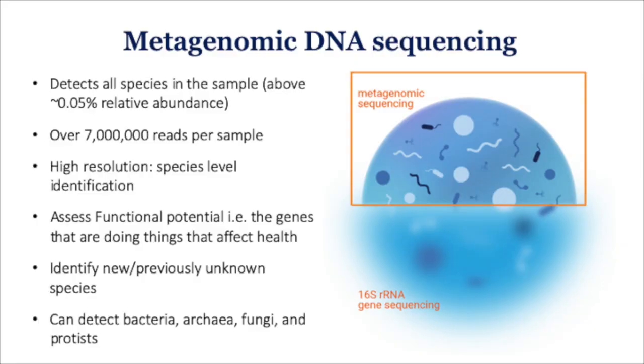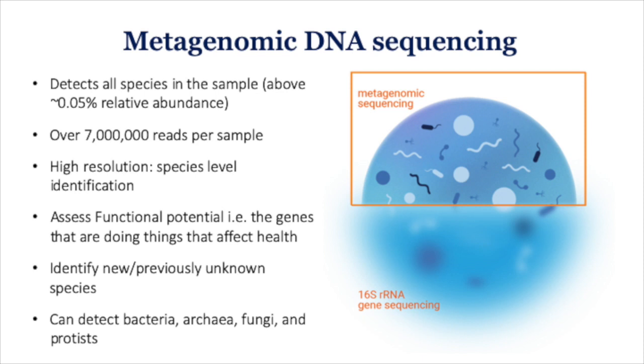The more advanced and more modern tool to use for profiling a microbiome is called metagenomics, and that's the technique that Microba uses. Now, metagenomic DNA sequencing is also called whole genome or shotgun DNA sequencing, and what it's doing is looking at the entire DNA genome. So not just looking at a small region of the 16S gene, but looking at all of the genes that make up all of the organisms in a sample.